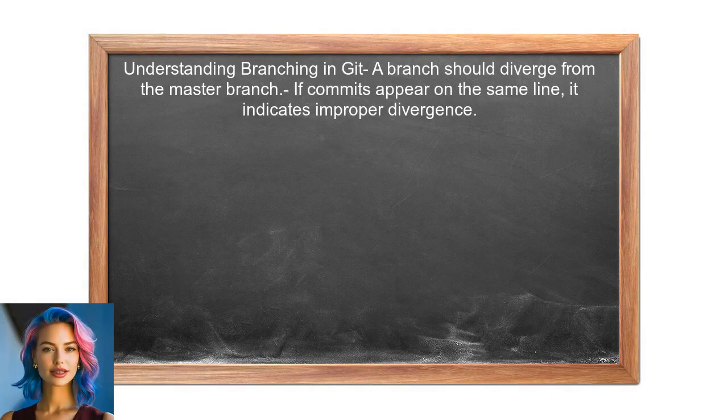To address the user's issue, we first need to understand the concept of branching in Git. When the user creates a new branch from master, it should diverge from the master branch. However, if the commits appear on the same line, it may indicate that the branch has not diverged properly.